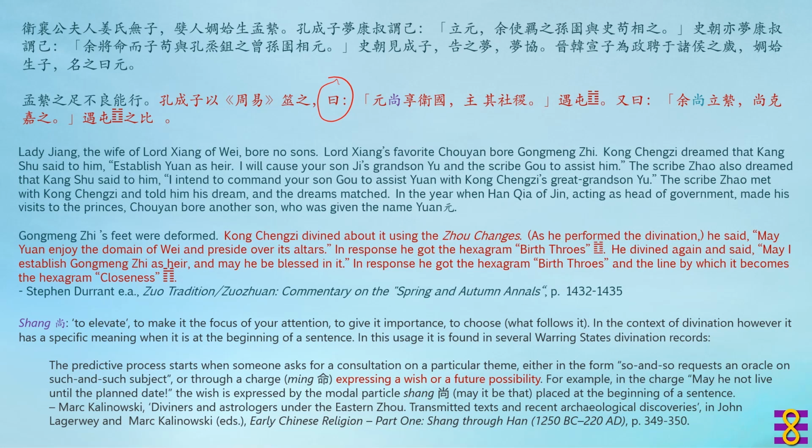And Kong Chengzi divined again and said, "May I establish Gongmeng Zhi as heir," which is actually the firstborn, "and may he be blessed in it." In response, he got the hexagram 3 again, birth throws in this translation, and the line by which it becomes the hexagram closeness, which is hexagram 8. And this is what I already find very interesting in this example, because it shows, at least to me, that you are allowed to consult the oracle several times about the same topic. I mean, that is what is happening here.